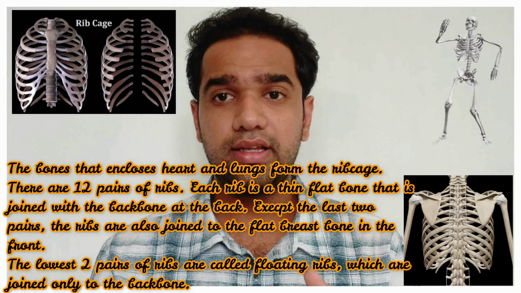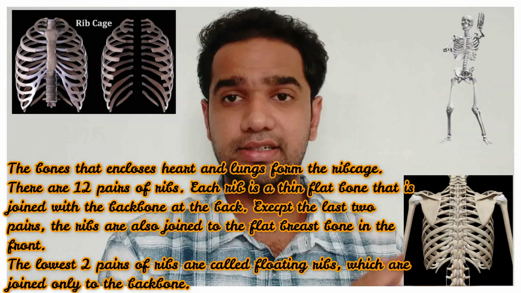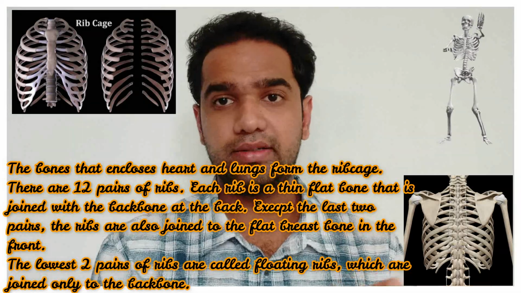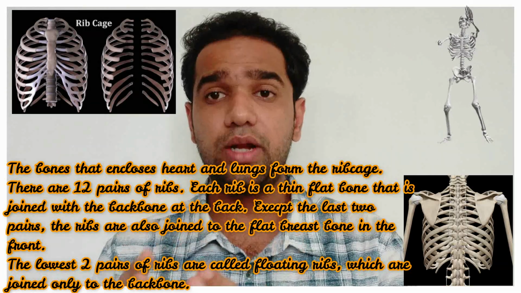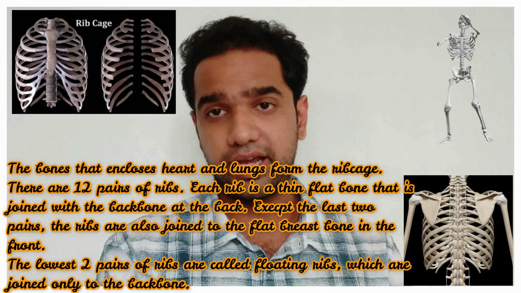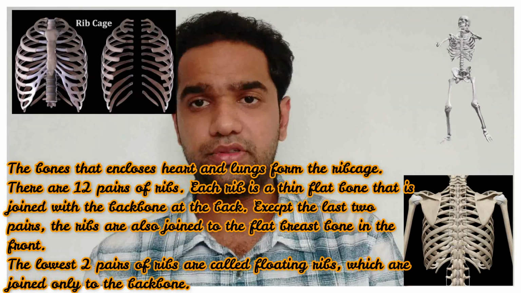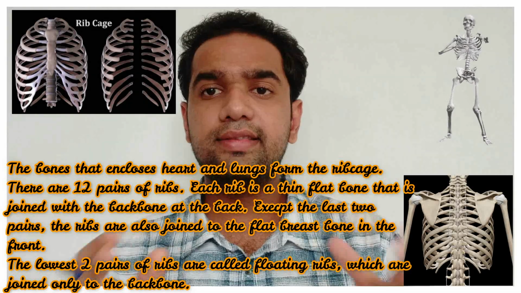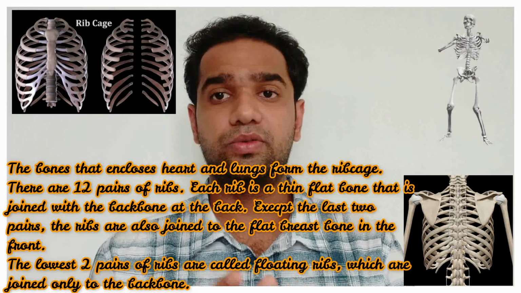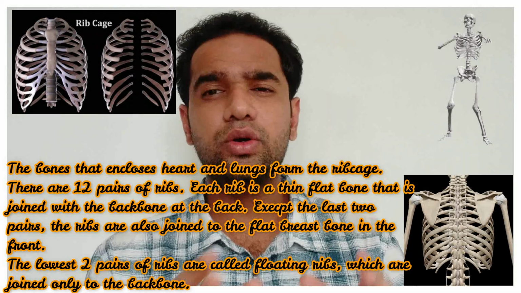In our human body, there are 12 pairs of ribs, and each rib is joined with the backbone at the back. In a rib cage, we can see that the lowest 2 pairs of ribs, called the floating ribs, are joined only to the backbone.